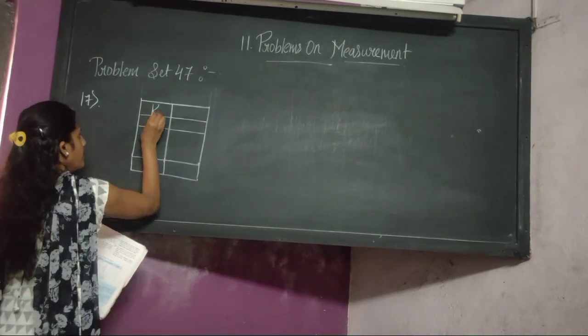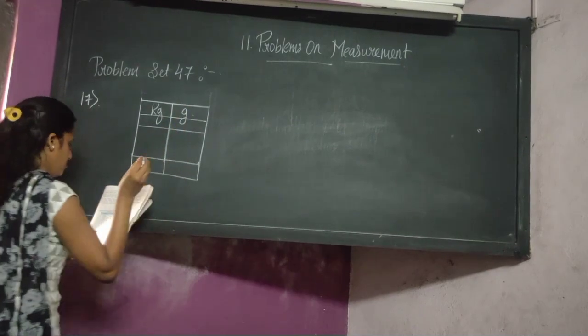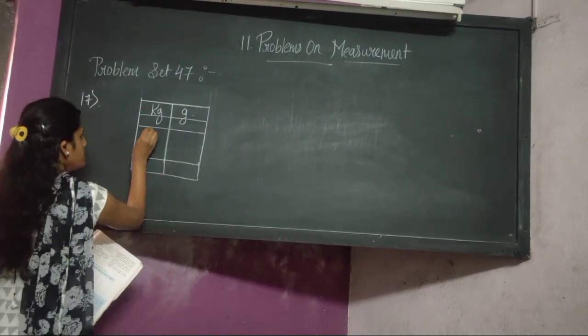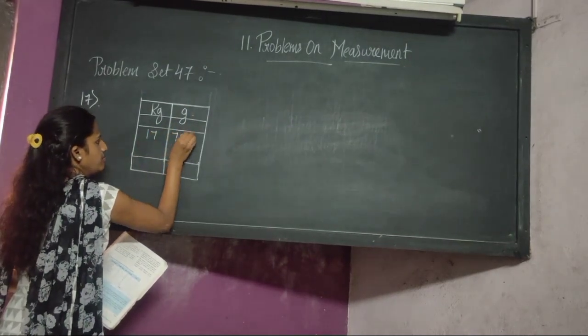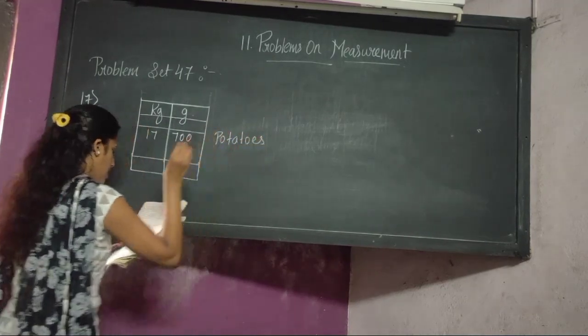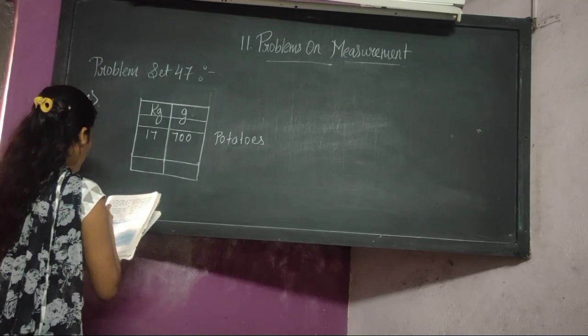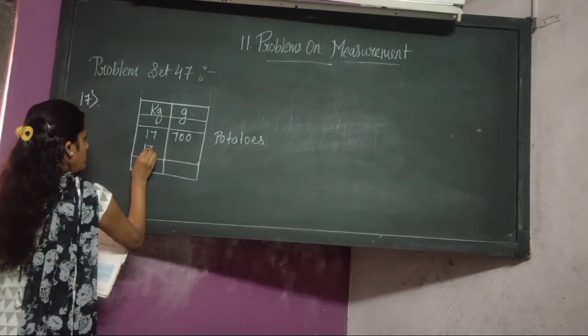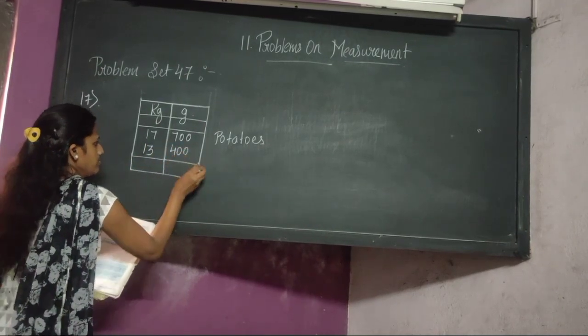So here the units are kg and grams. The weight of potato is 17 kg, 700 gram. This is for potatoes. And the weight of cabbage is 13 kg, 400 gram.